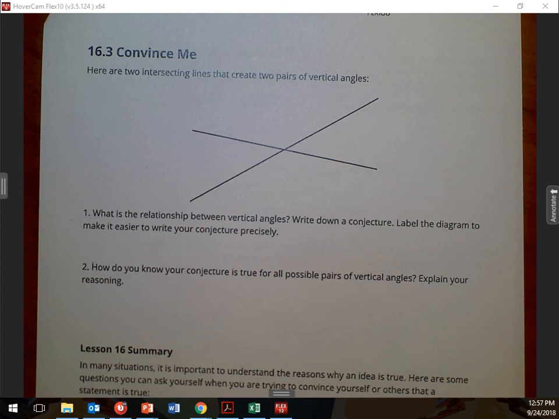Wait, what? 80 plus 80, what did you get? 80 plus 80 is 160. Okay, so now tell me something. So the conjecture means label using your points. Tell me what each one is.